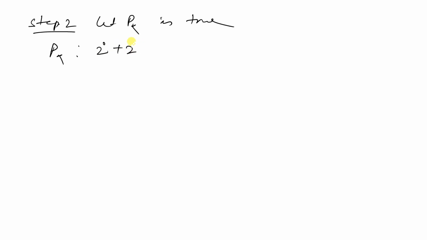Step 2. Let Pk is true. So write down Pk. Pk is equal to 2 to the power k plus 1 minus 1. Is it correct? Yeah, 2 to the power k plus 1 minus 1. So it's equation 1.